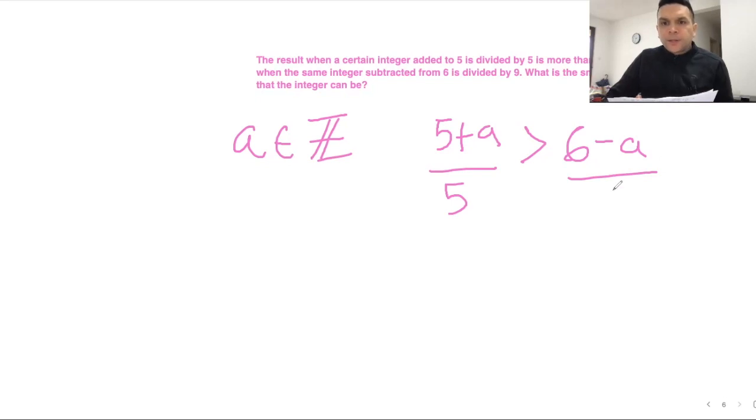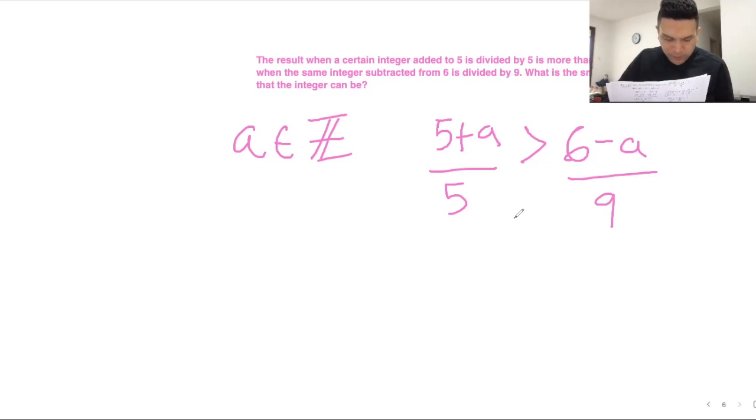Is divided by 9. What is the smallest value that the integer can be? Well, the result when a certain integer added to 5 is divided by 5 is more than the result when the same integer is subtracted from 6 and divided by 9. So we're subtracting the same integer from 6 and we divide it by 9, and this will be more. So we just go ahead and solve this and find the value for a.